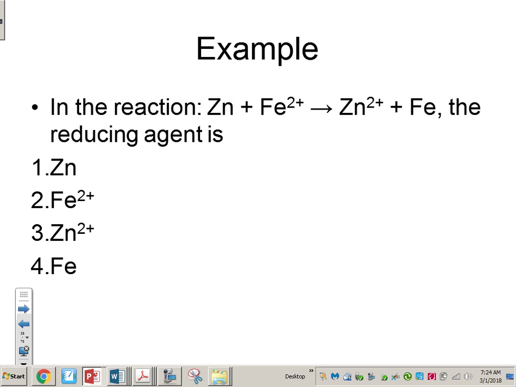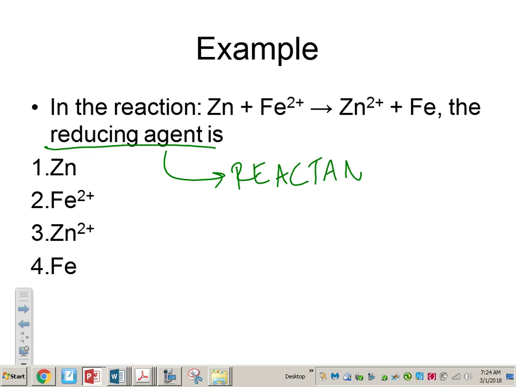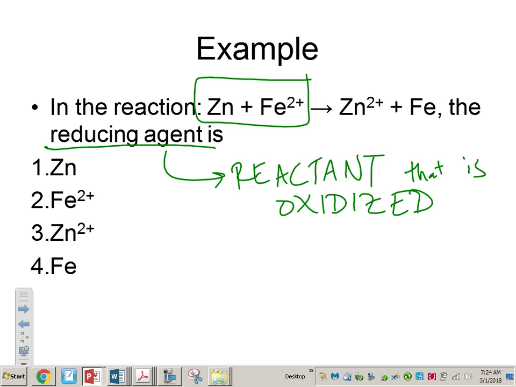And then just one more problem. In the reaction zinc plus Fe2+ yields Zn2+ plus Fe, the reducing agent is what? Okay, reducing agent, what does that mean we're looking for? It means we're looking for a reactant. The reactant that is oxidized. So we're going to use the same process here. First of all, I want to limit myself to the reactant options, zinc and iron 2+. So I'm going to cross off the choices that are products. These guys are not going to be my answer. I want to only choose reactants for things that are oxidized or reduced.